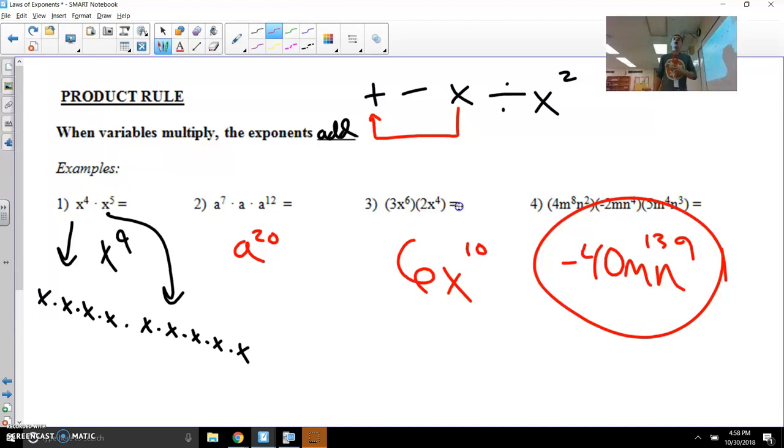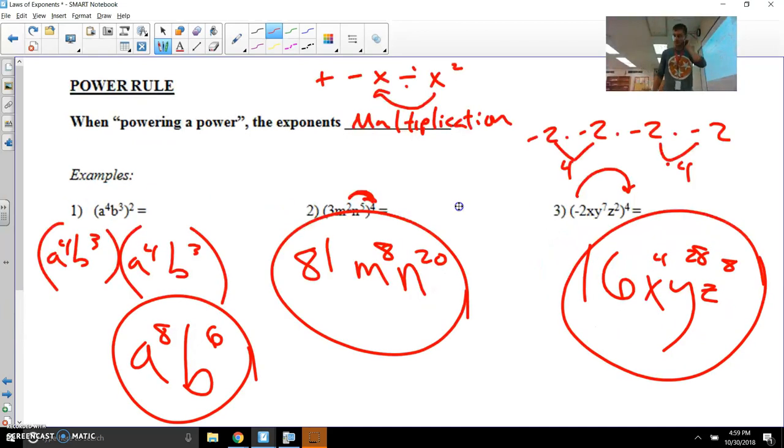Okay. So when two variables are multiplying, you really add their powers. X to the 4th times x to the 5th is x to the 9th. But if you see other coefficients, make sure that you do, in fact, multiply those together. These are rules for exponents, not coefficients.